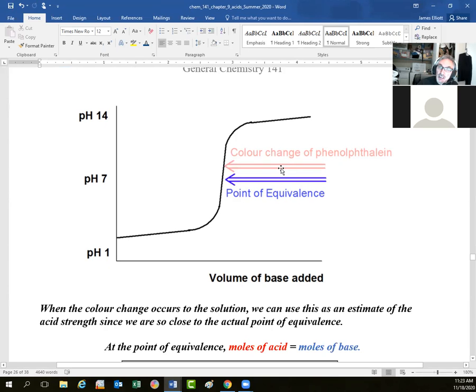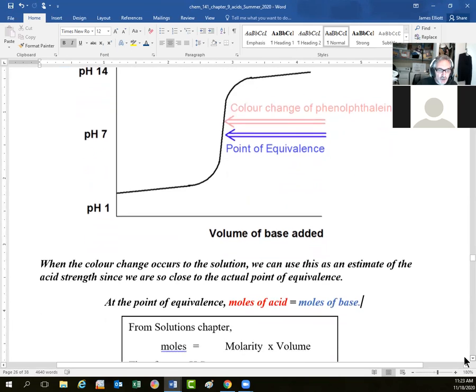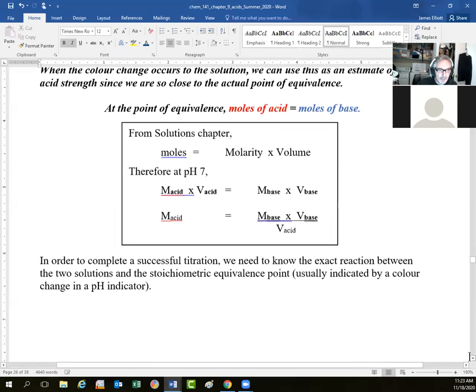Different indicators will give a change in color at different pHs. Some are slightly above 7, some are slightly below 7, like methyl red and methyl orange. So we're pretty close to the point, so a very small amount of error there. And so we can take that color change as being very close to the actual point of equivalence.